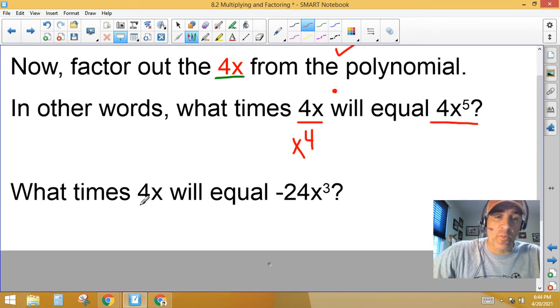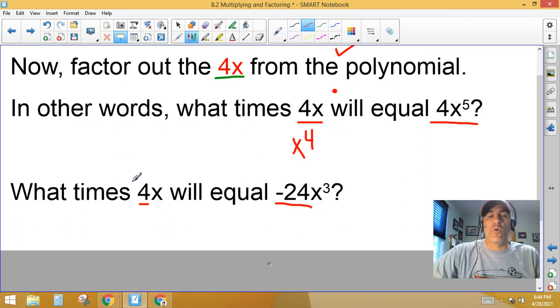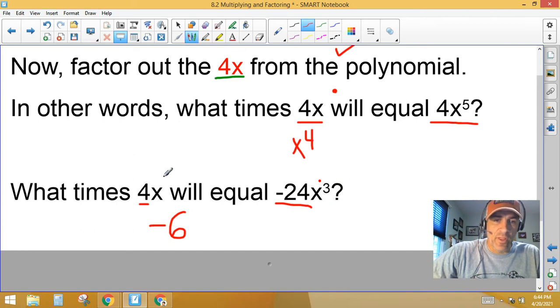Same way I'm going to start. I'm going to look at my coefficient. 4 times what gives me negative 24? What do I have to multiply 4 by to get negative 24? Negative 6, good. And now I have x. What do I need to multiply by to get x cubed? Well, this is really an x to the first. I need to get it to a 3. I need 2 more. So this has to be negative 6x squared.